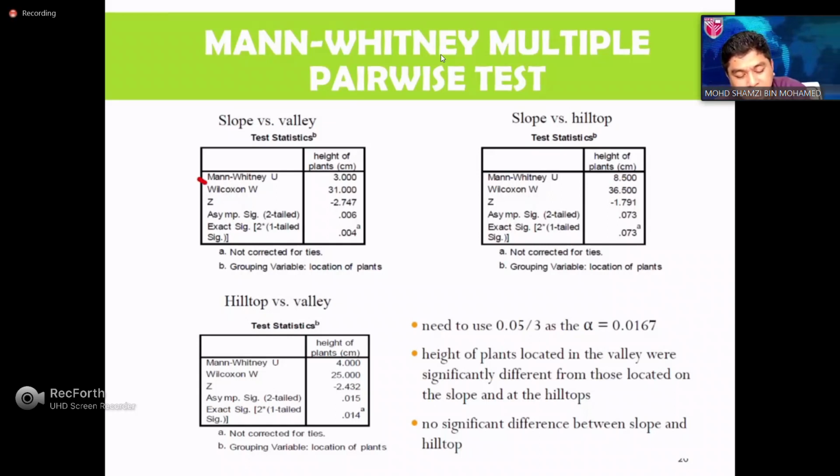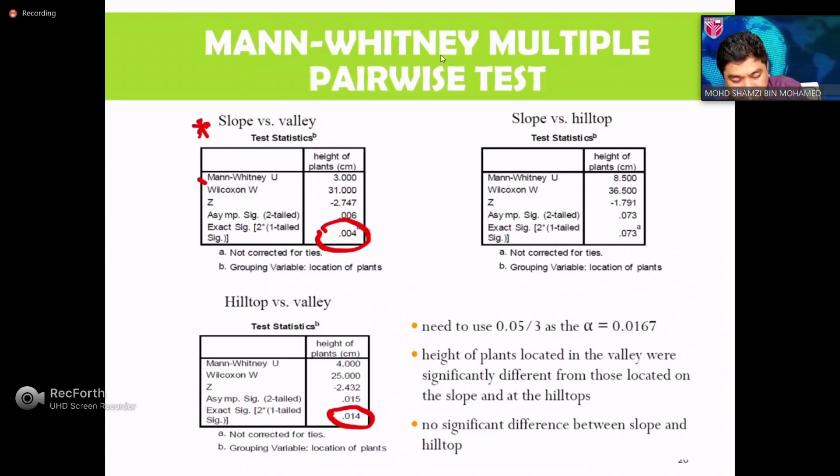So slope, this one is what? Slope versus valley. So for the plant that is planted at slope, if you compare against plant that is planted in the valley area, you have significant difference because P is 0.004. If you compare hilltops and valley, not so much difference. So from here, you can already do subset. Okay. And slope versus hilltop, not so much different.